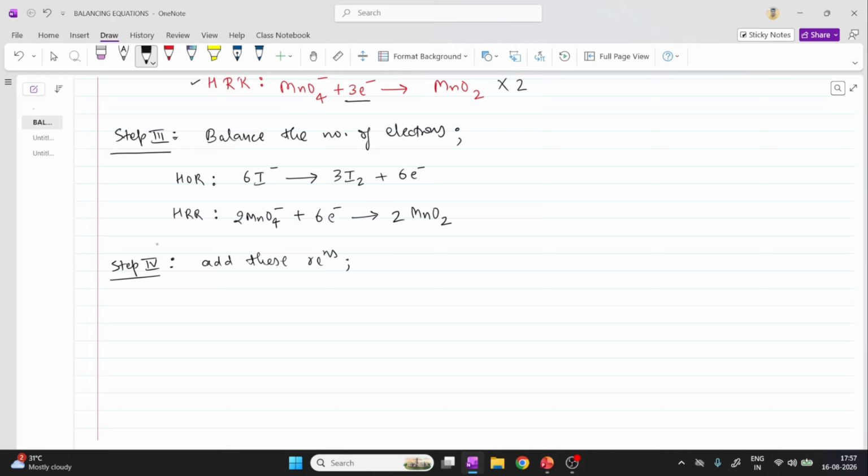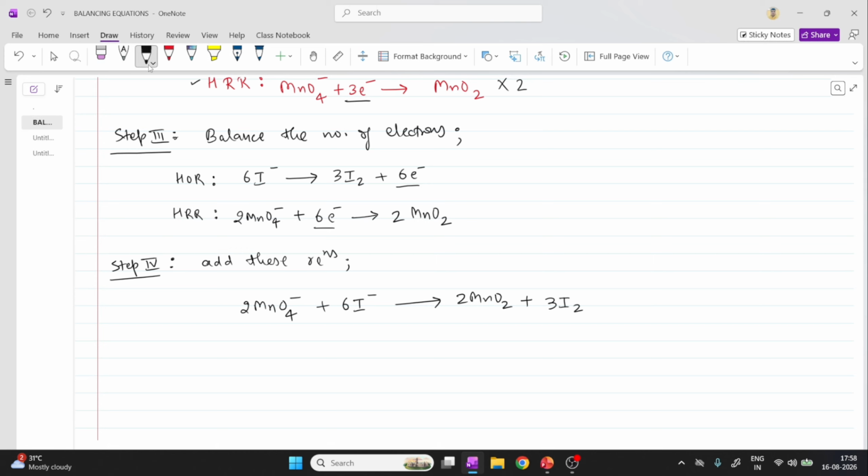So when we add these reactions, these 6 electrons and these 6 electrons are going to be cancelled out. Why? Because in the first reaction they are written on the product side, and in the second reaction they are written on the reactant side. So when we add these two reactions, we get 2MnO4 minus plus 6I minus, and it gives 2MnO2 plus 3I2. Now 6 electrons are going to cancel out each other.